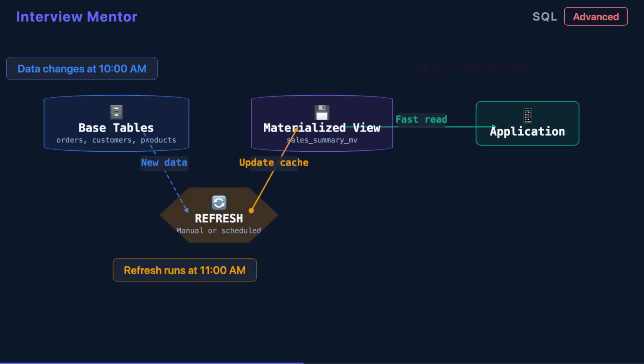The catch with materialized views is data staleness. Since results are cached, they don't automatically reflect the latest data. You need to explicitly refresh them, either on a schedule or manually.